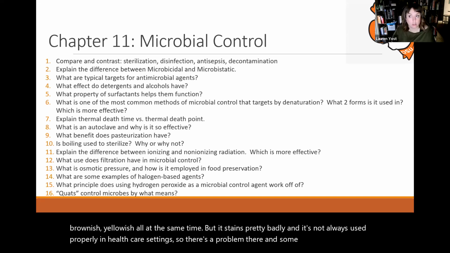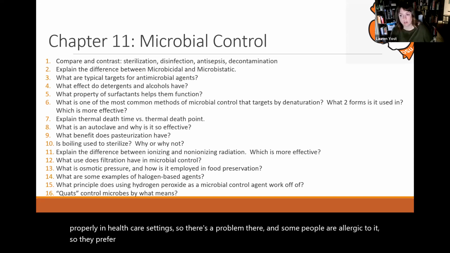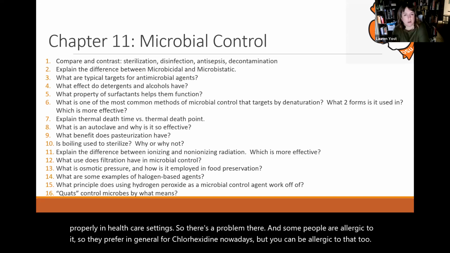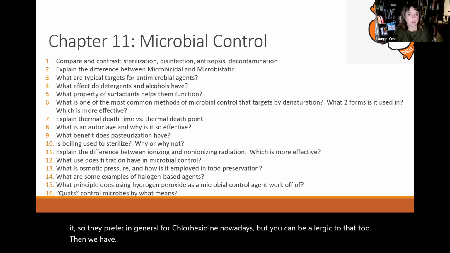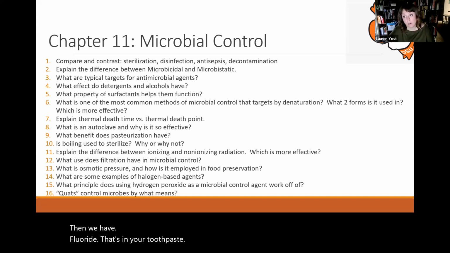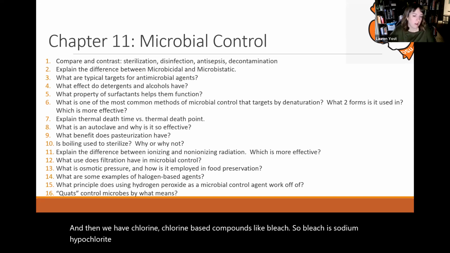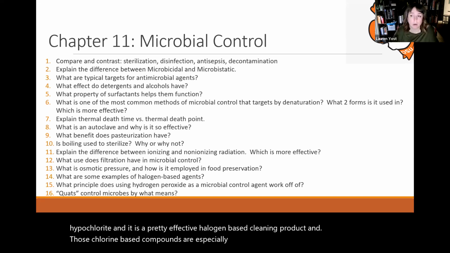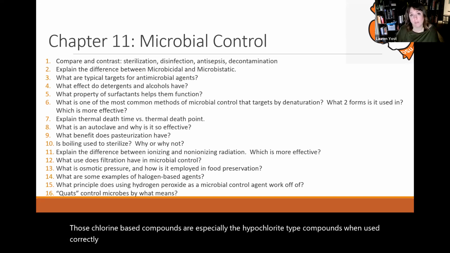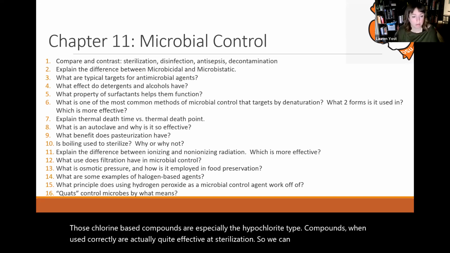And some people are allergic to it. So they prefer, in general, chlorhexidine nowadays. But you can be allergic to that too. Then we have fluoride that's in your toothpaste or in your water. And then we have chlorine, chlorine-based compounds like bleach. So bleach is sodium hypochlorite, and it is a pretty effective halogen-based cleaning product. And those chlorine-based compounds, especially the hypochlorite type compounds, when used correctly, are actually quite effective at sterilization. So we can actually remove all microbes.